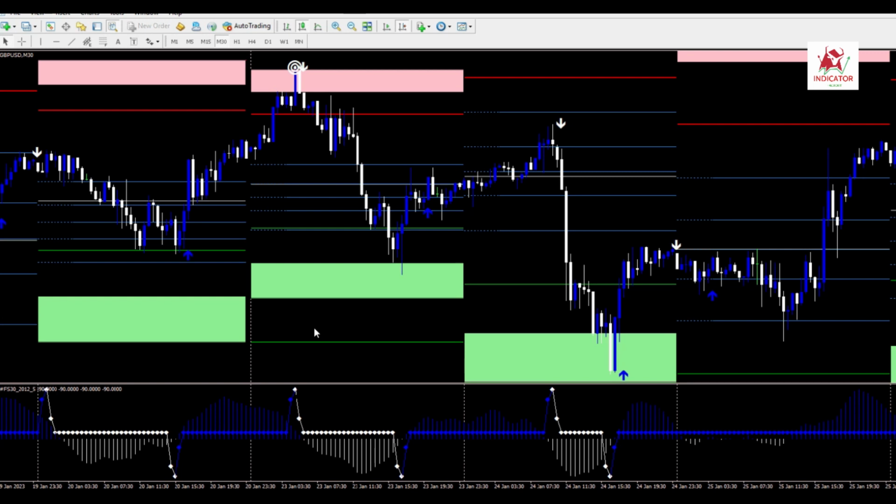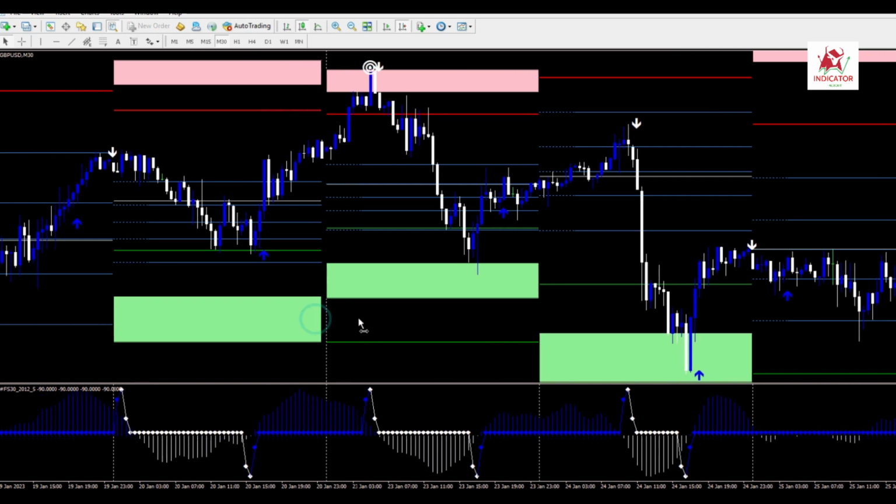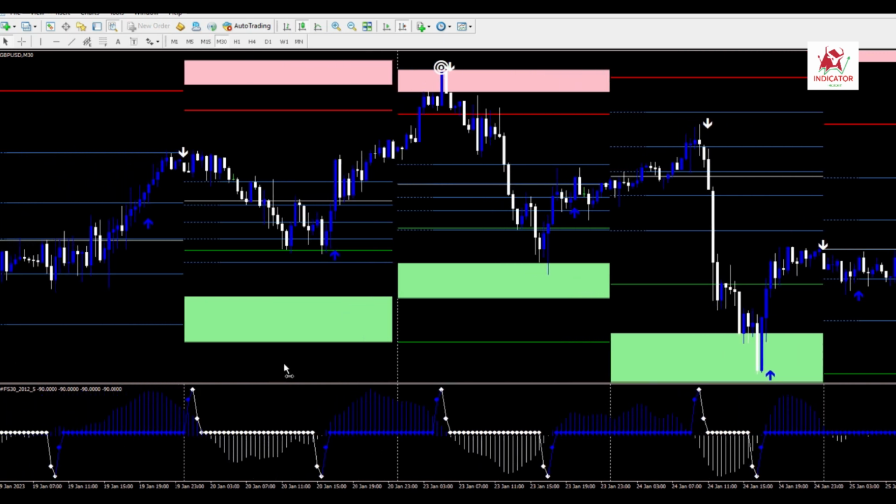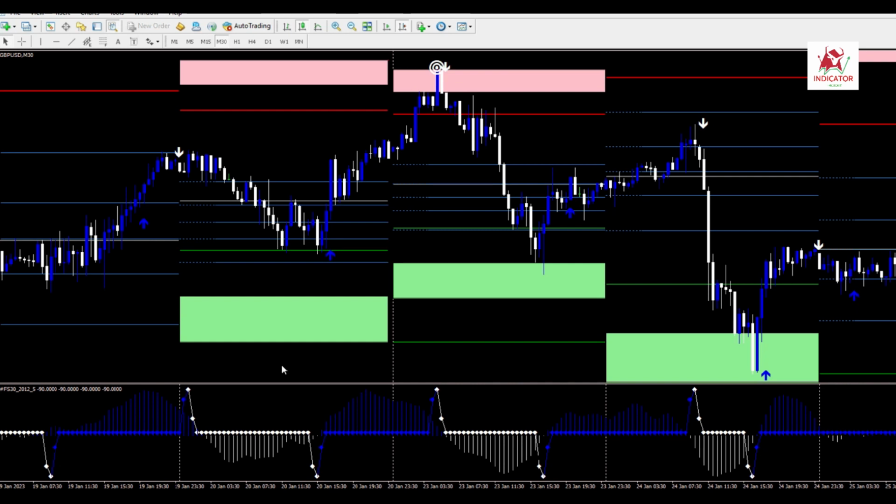GBP/USD 15 min profit target 20 pips. Increase each subsequent trade by 2 pips plus dynamic gap, in pips, between buy and sell. Pound sterling to US dollar H1 profit target 40 pips. Increase each subsequent trade by 3 pips plus dynamic gap, in pips, between buy and sell. Pound sterling to US dollar H4 profit target 80 pips. Increase each subsequent trade by 5 pips plus dynamic gap, in pips, between buy and sell.